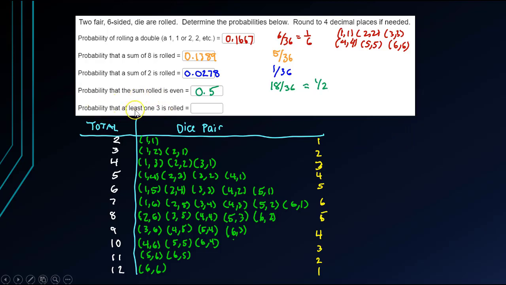And the probability that at least one 3 is rolled. So I've got to find out which of these has a 3 in it, or more than one 3. I'm going to count all the ones that have a 3 rolled at least once in it. So that's 1, 2, 3, 4, 5, 6, 7, 8, 9, 10, 11. 11 out of 36, which is about 0.3056.